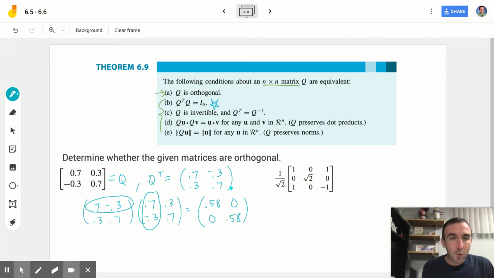So while it does look like the identity matrix a little bit with the placement of the zeros, unfortunately, it is not equal to the identity matrix with our entries of 1 and the standard vectors serving as columns. So therefore, this matrix is not orthogonal.